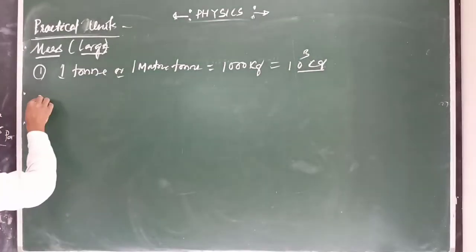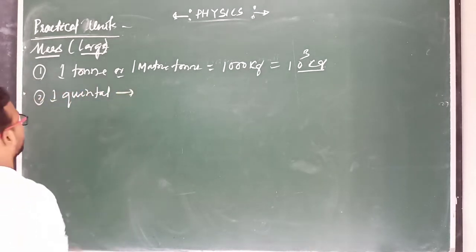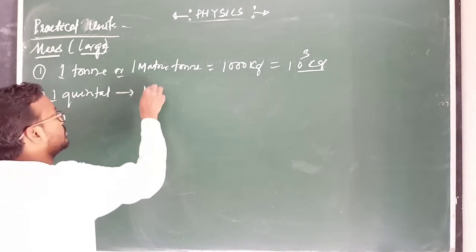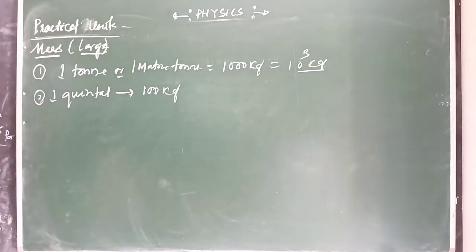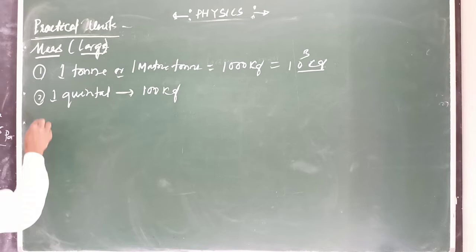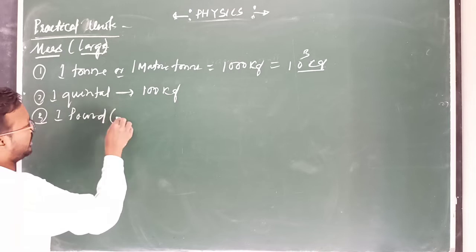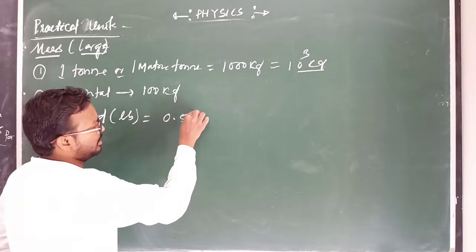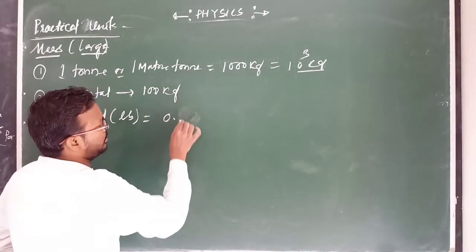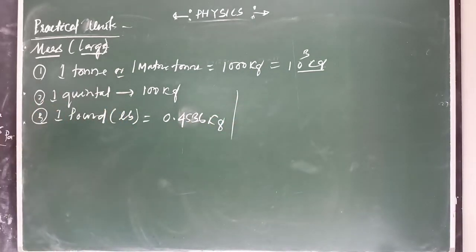Clear? Another unit is 1 quintal. I think you are acquainted with this term: 1 quintal is equal to 100 kg. Clear? Or another unit you can remember is 1 pound, and its symbol is LB. 1 pound is equal to 0.4536 kg. These are the practical units of measurement of mass.